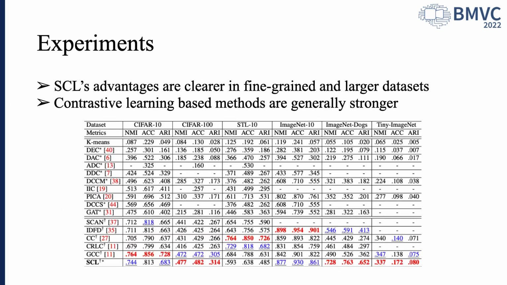We evaluated the SCL method on a wide range of deep clustering benchmark datasets. Whilst it yielded competitive performances in most cases, its advantages are much clearer in finer-grained and larger datasets like ImageNetDogs and TinyImageNet. Moreover, we also observed significant performance margins obtained by all contrastive learning-based methods. This indicates compellingly the benefit of contrastive constraints and unsupervised semantic concept learning.